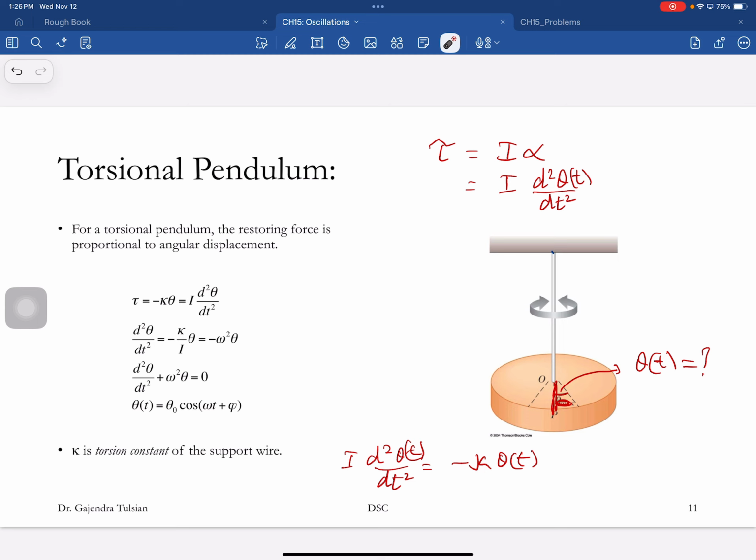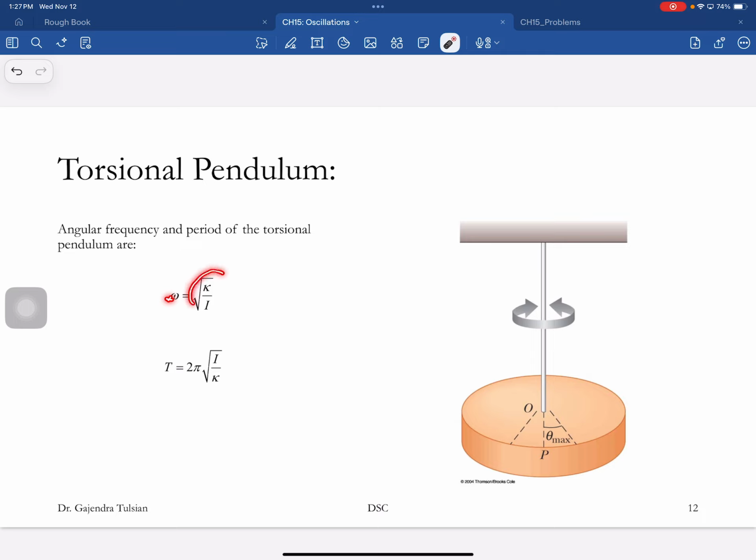The only difference is that in the previous case the configuration of the system was given by x of t. In this case, the configuration of the system is given by theta of t, but they both satisfy the same differential equation. It's just a different coordinate giving you the configuration of the system. You guys understand?